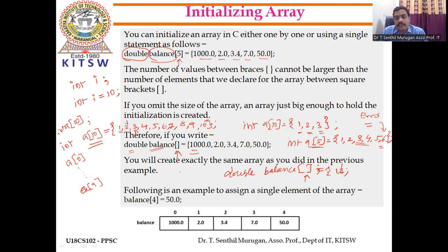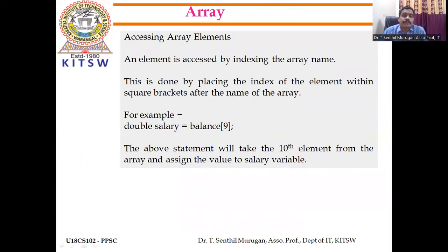And how can we access the array? Directly we can assign values to a particular array element. So balance of 4, you can assign 50. Okay. So you can give like this also. Or otherwise you can directly write balance 4 equal to 100, which means 100 will be assigned to balance 4 directly. Okay. So this is the method of indexing.